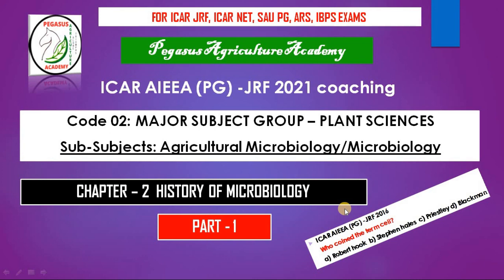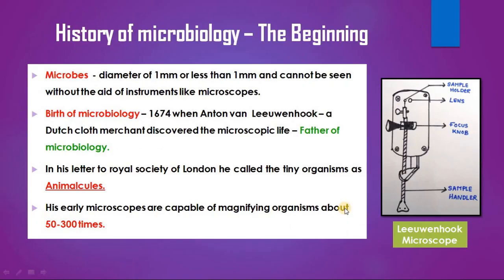Okay, so here we are dealing with the subject group Agriculture Microbiology, which comes under the major subject group Plant Sciences. In the previous chapter we saw the introduction to microbiology, and in this chapter, let me explain some information about the history of microbiology. Since this part is very long, it has been segregated into two parts, part 1 and part 2. Without wasting any time, we will go into the topic.